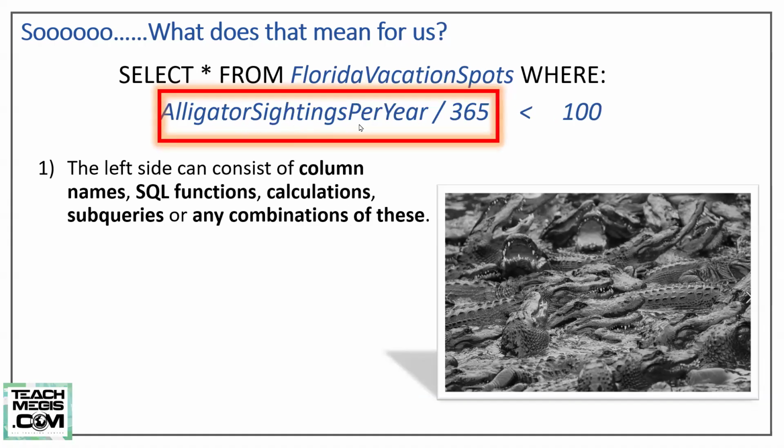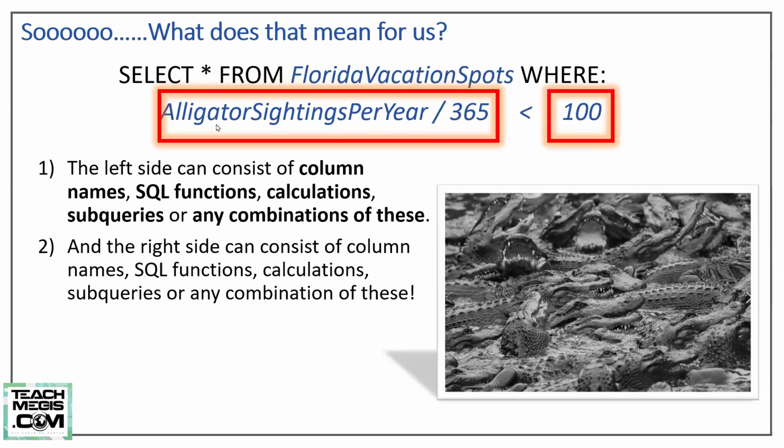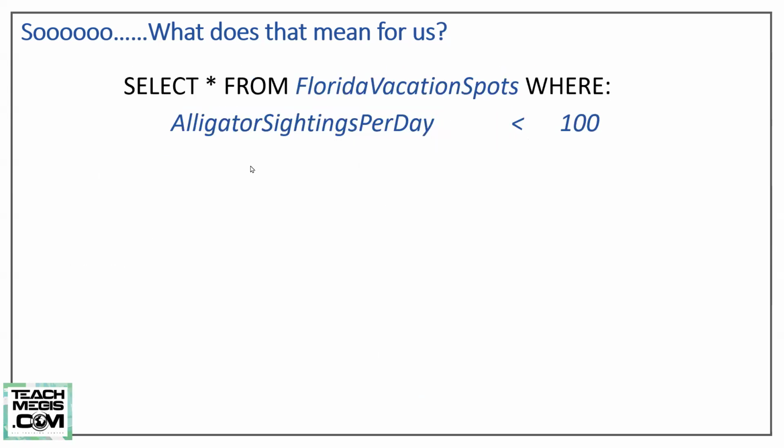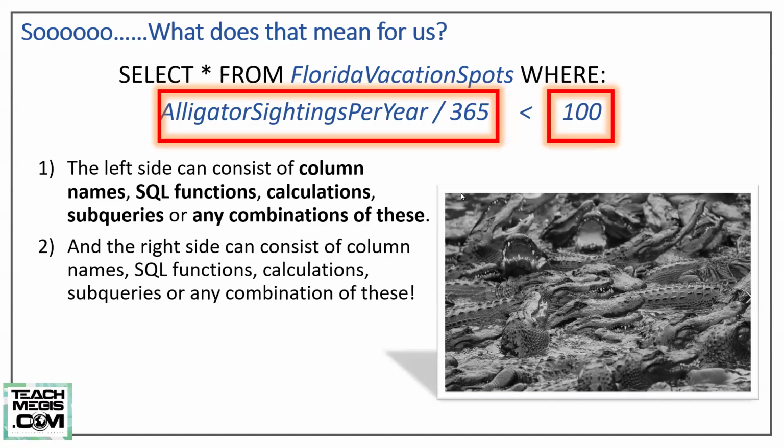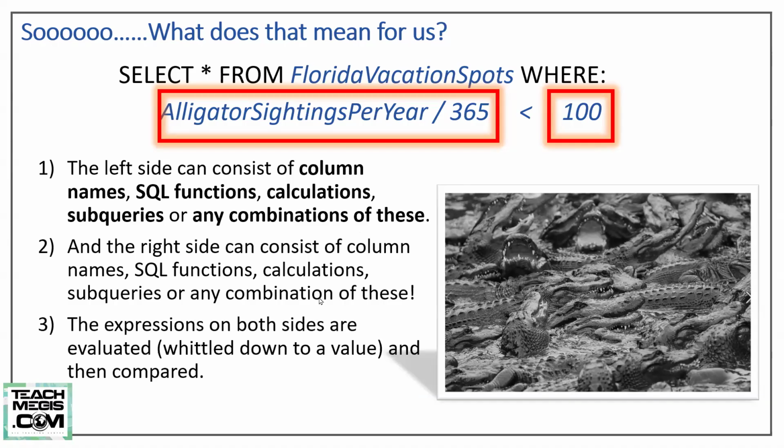So I can say alligator sightings per year column, go grab that column that I do have, divide it by 365, and then see if it's less than 100. If it is, then I might go tour there, right? Sorry, I don't have an alligator sightings per day column, but I do have one called alligator sightings per year. So I just do the math on the left-hand side, see if it's less than 100. The right-hand side can also consist of column names, SQL functions, calculations, subqueries. And the expressions on both sides are evaluated or whittled down to a value and then compared.